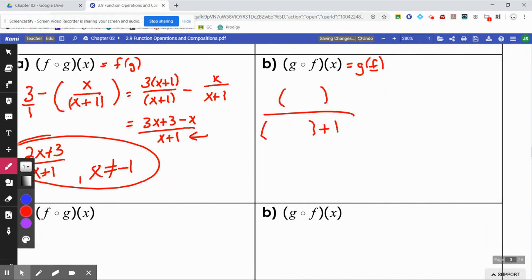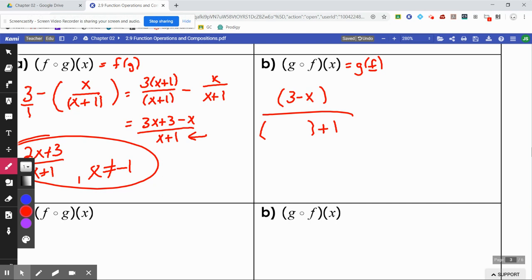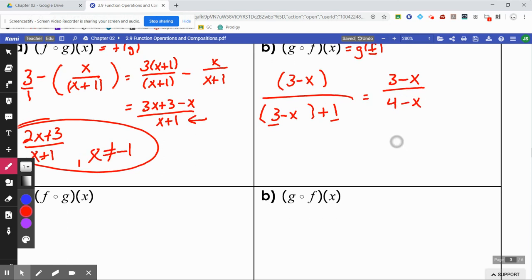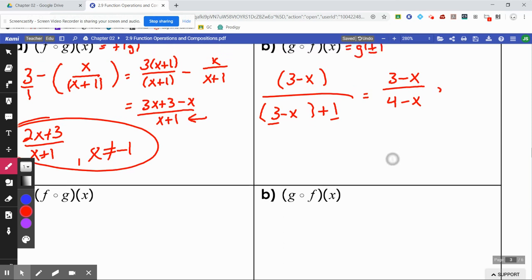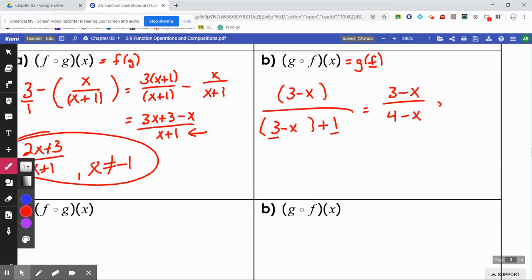So I'm plugging in 3 minus x everywhere, so 3 minus x there, and 3 minus x there. So the top combines with nothing. The bottom parentheses are no longer necessary. I can combine my 1 and my 3, and that gives me 4 minus x on bottom. And my domain's a little bit different here because what value would force this bottom to equal 0? That'd be x cannot equal 4.